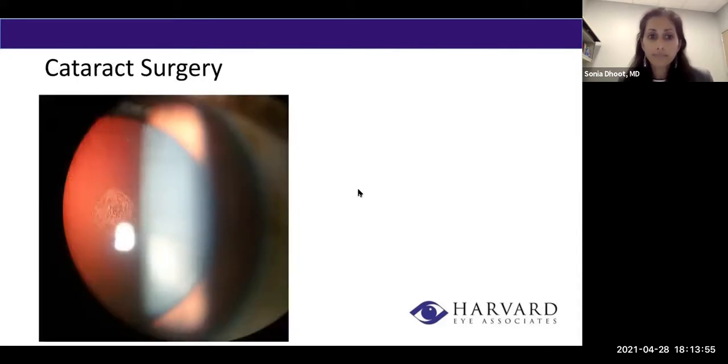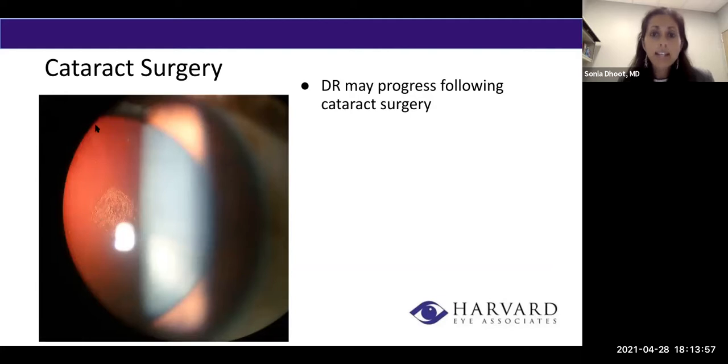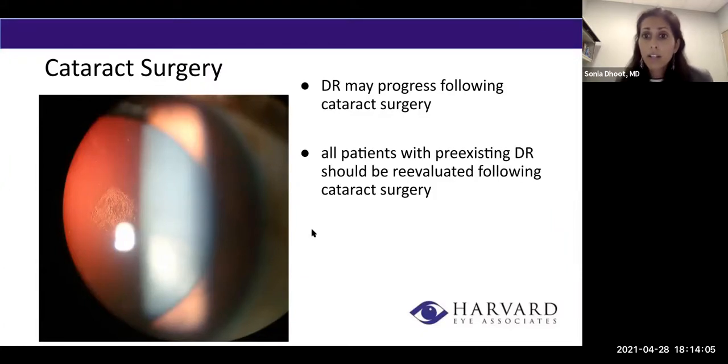Cataract surgery. So this is the lens. Diabetic retinopathy can basically cause your cataract to develop a little bit faster as well. And all patients with diabetic retinopathy should be evaluated by their ophthalmologist prior to cataract surgery to make sure the bleeding is under control in the back of the eye before going in to do surgery.